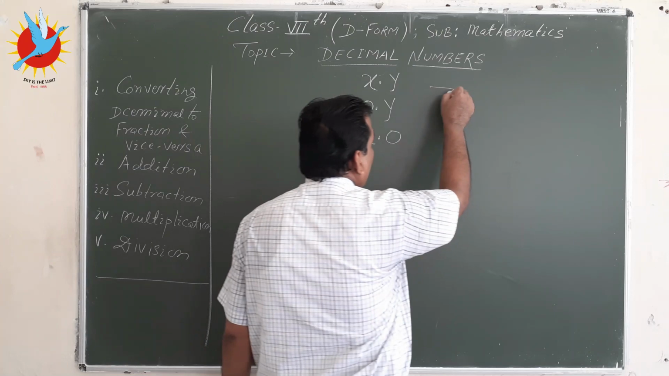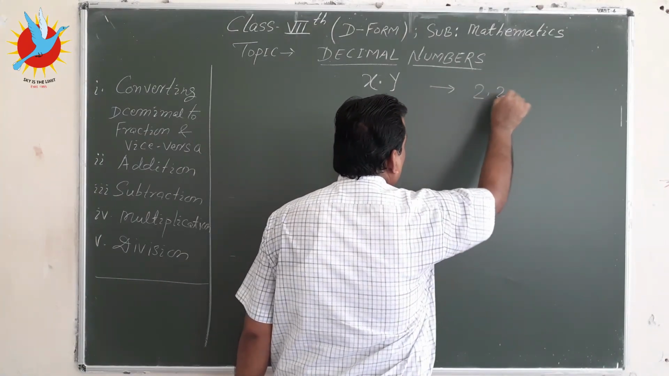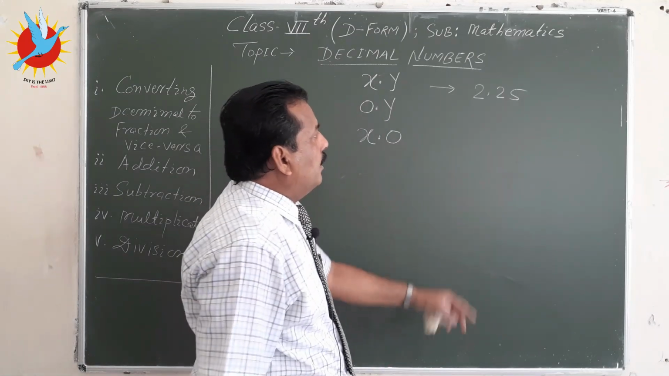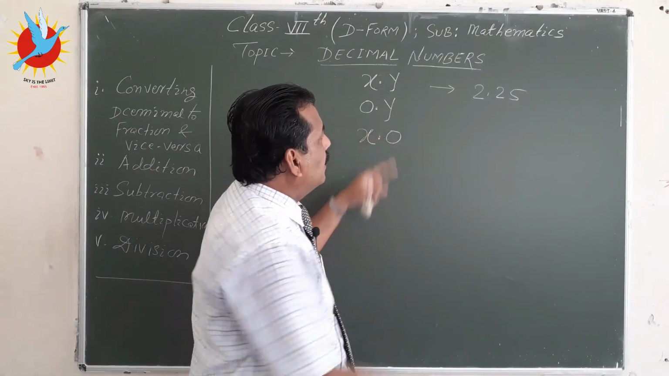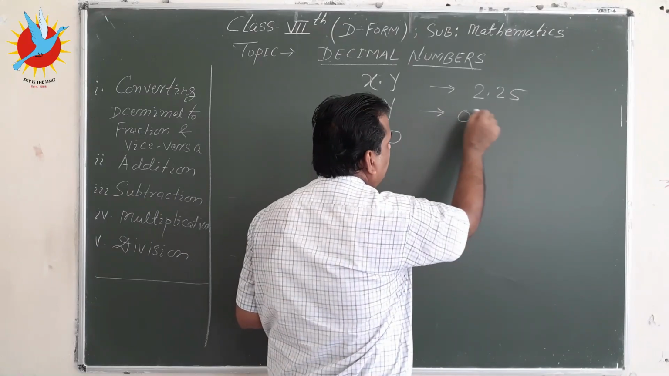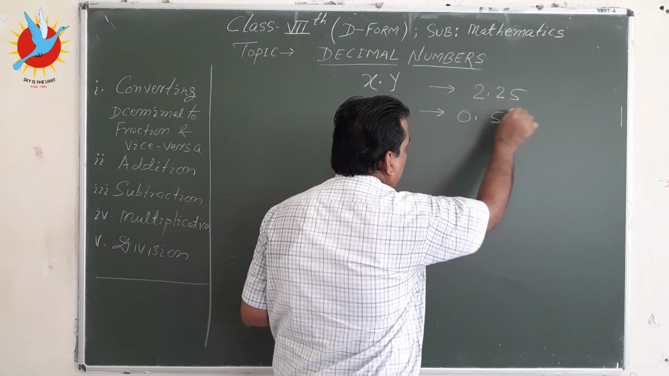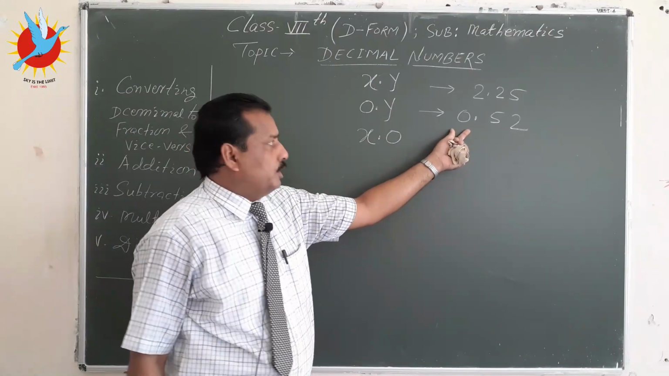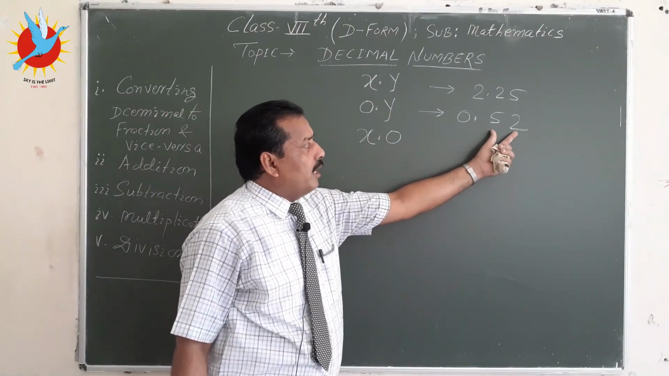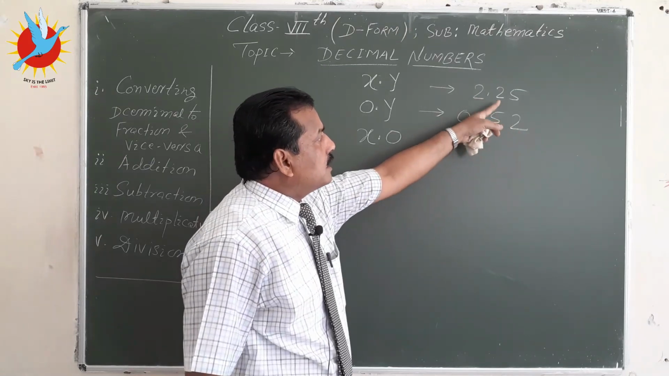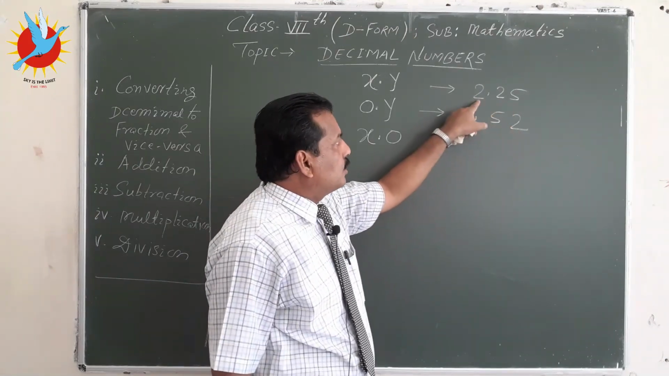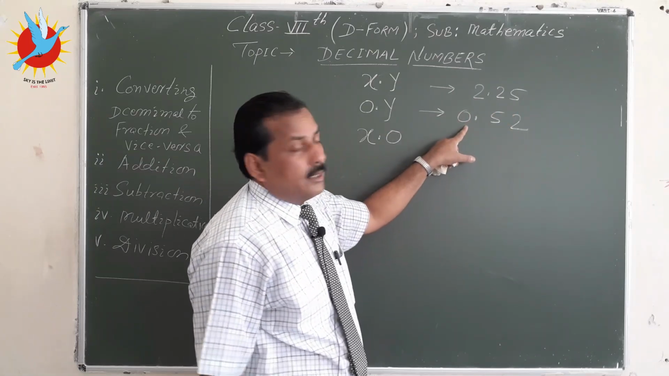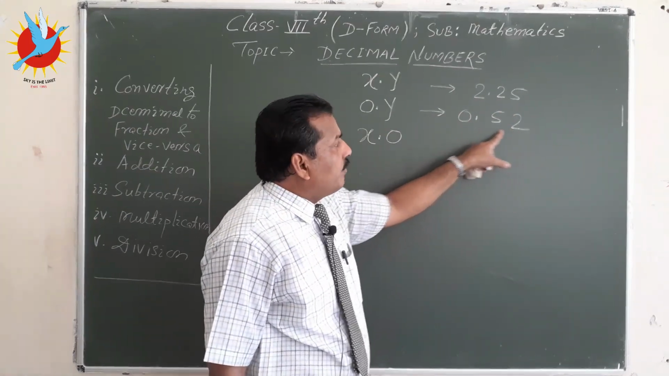For an example, 2.25. So of this form, this is the decimal number. And what about this? This is 0.52. So in this number, the whole number part is nothing, 0, and only the fractional part is there. So the decimal number 2.25 is greater than 1 because the whole number part is 2 and then some fractional part. In this case, there is no whole number part, only the fractional part.